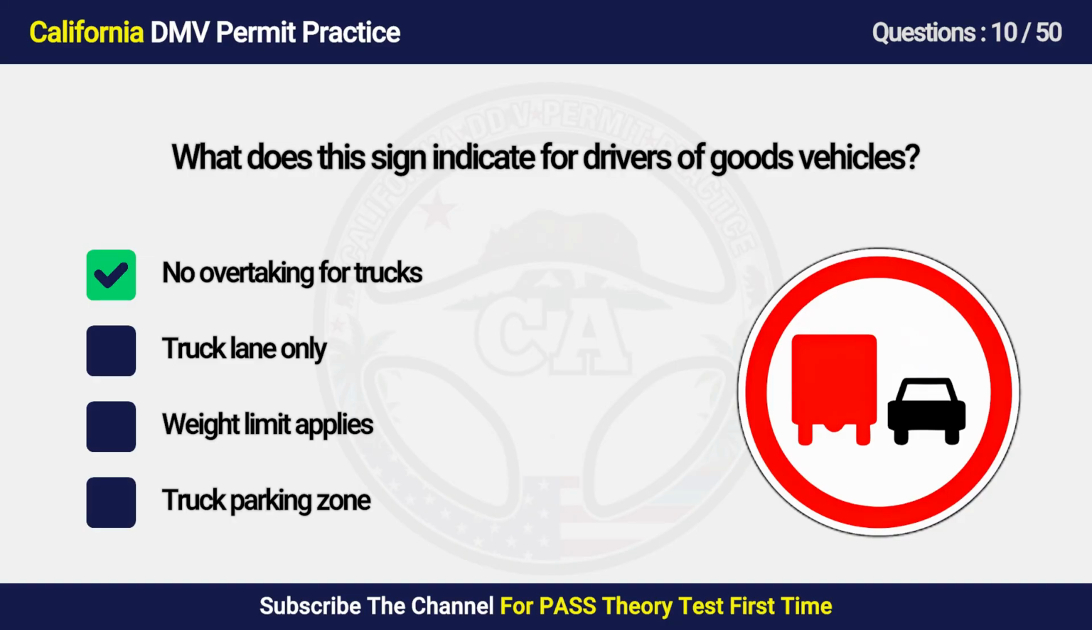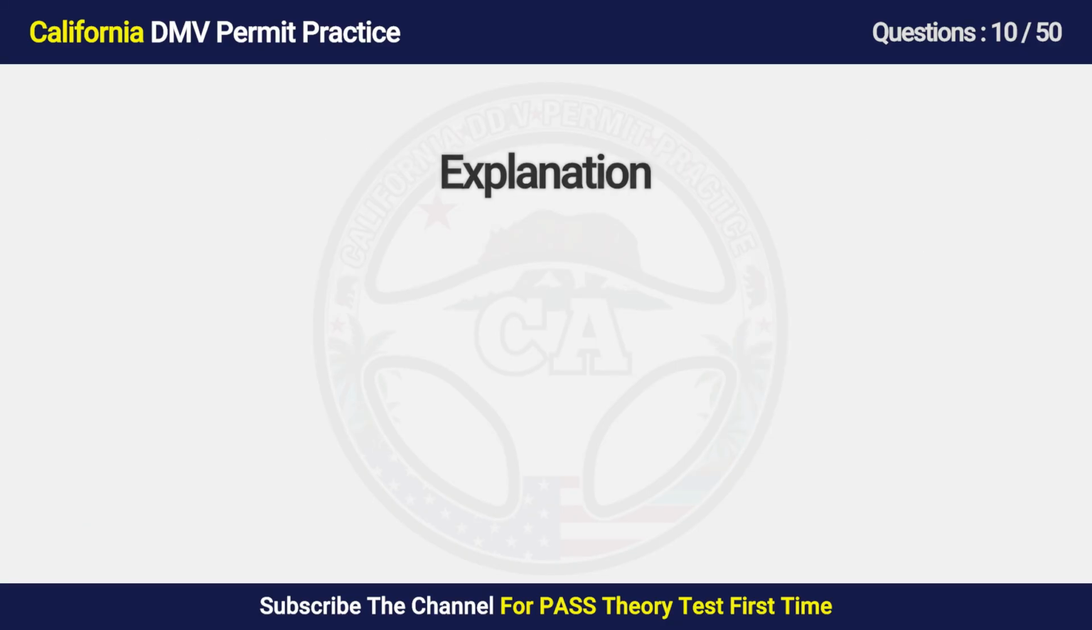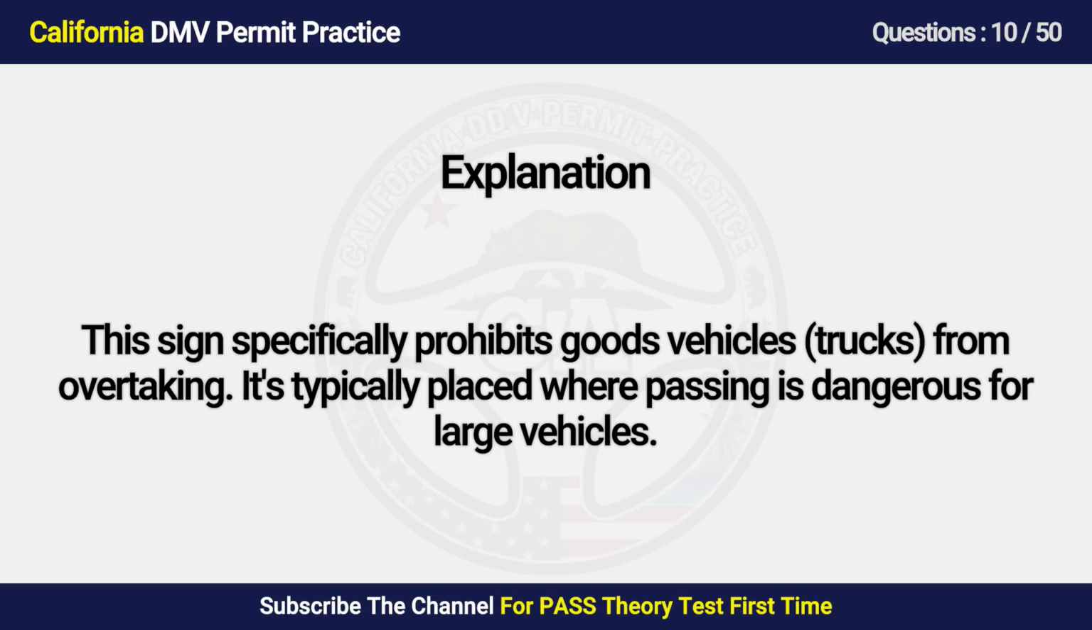Answer is A, no overtaking for trucks. This sign specifically prohibits goods vehicles, trucks, from overtaking. It's typically placed where passing is dangerous for large vehicles.